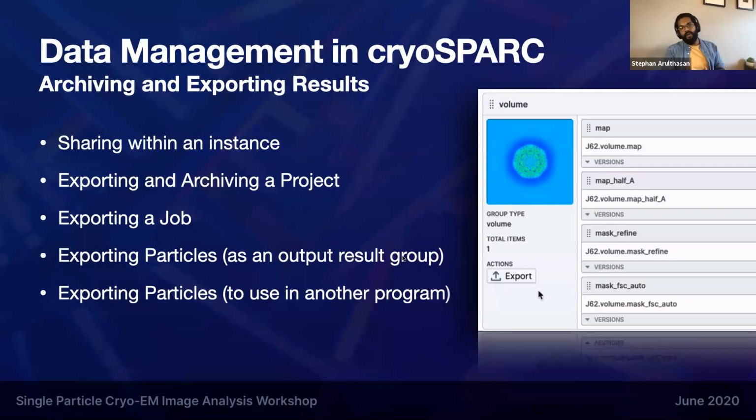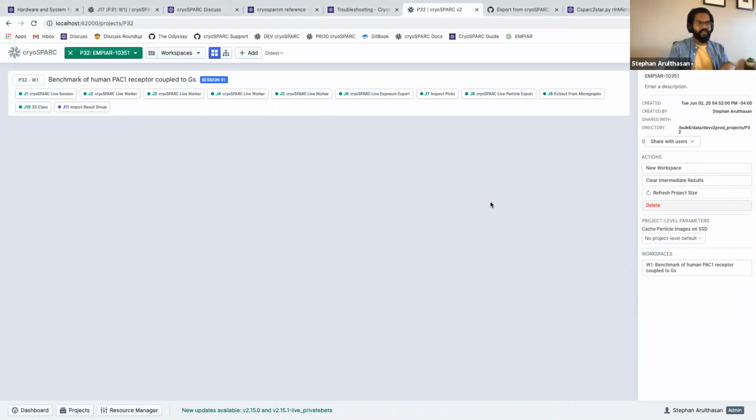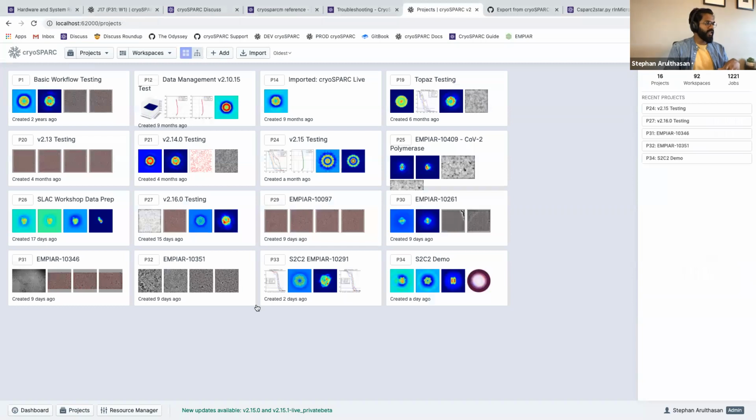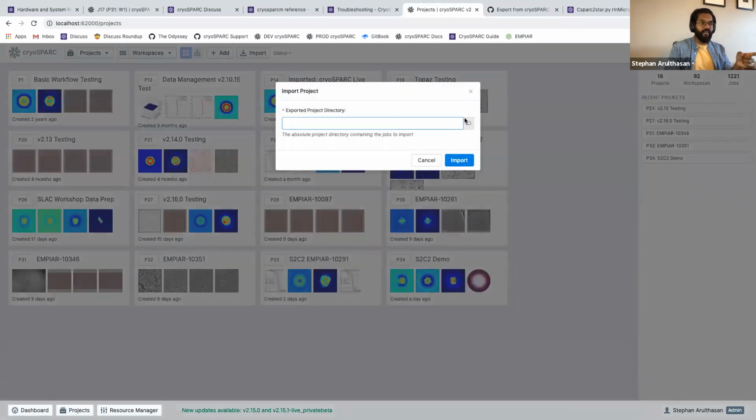Now, let's say you want to share a project. One thing to note in CryoSPARC is that all projects are self-contained. This means if you want to share a project, there is no need to press an export button. All you need to do is copy the project or compress the project folder itself and share it with the other user. The other user can then put the file or folder onto their system and go to the projects page and hit this import button right here that you see. You can then specify the actual directory to the project folder, and it'll be imported right into the instance.